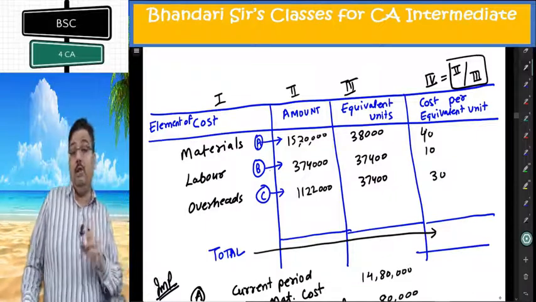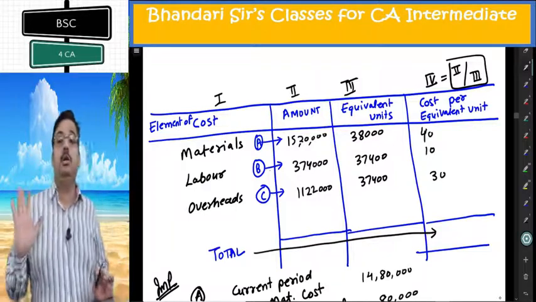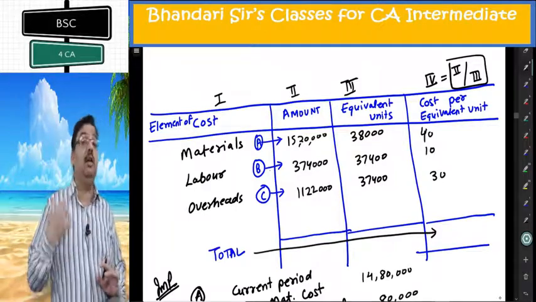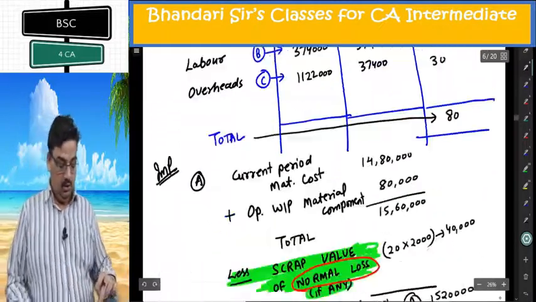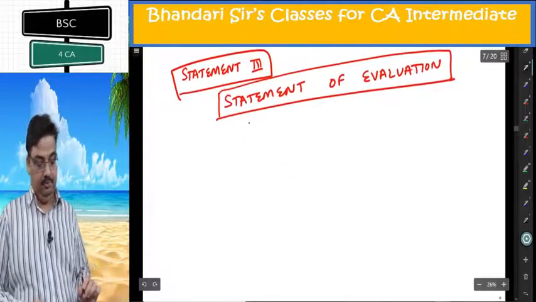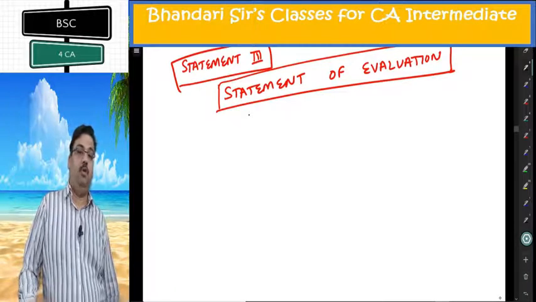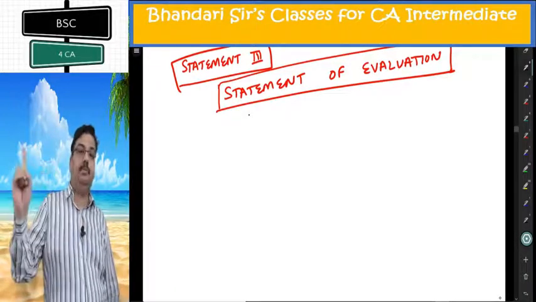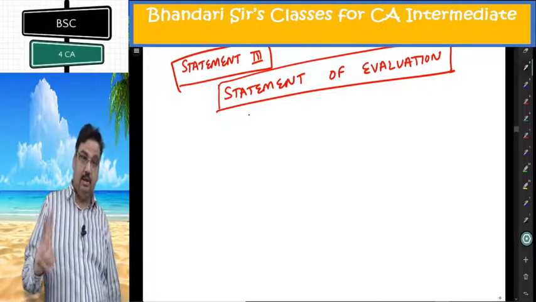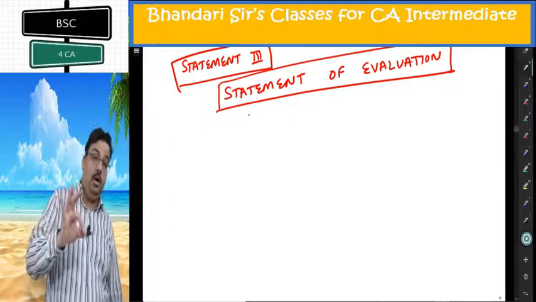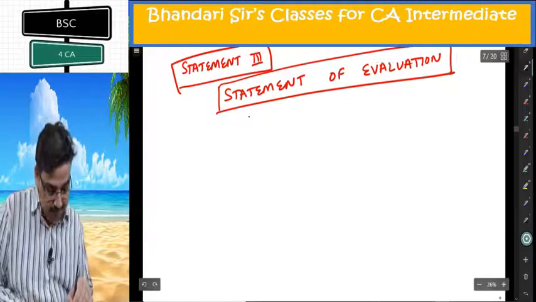You are very lucky when you are getting round figures in cost per equivalent unit because it makes computations easy. Otherwise, computations in memory are little difficult to do. But here it is very easy. Total is 80. So what I am reaching is evaluation. Evaluation of what? For normal loss, no evaluation at scrap. For abnormal loss, yes. Completed units, yes. Closing WIP, yes. For abnormal loss and closing WIP, it is using component method. So first I am doing easy one.